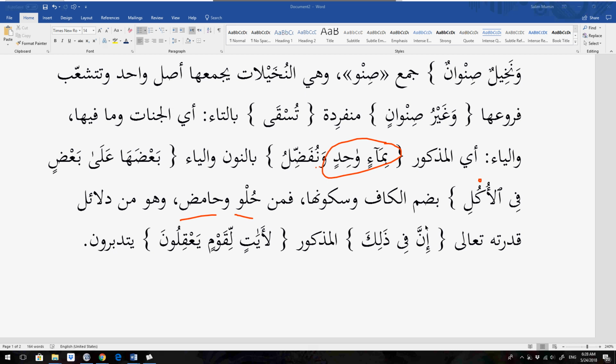Though there can be variations in the land, from the same water that causes the growth of the vegetation, the fruit, what have you, we find that they have different shapes, different forms, different colors, different tastes, the variations of the growth from the earth, though the water is the same. That's the idea here. And this is a sign for those who yatadabbaruna, who contemplate and reflect.